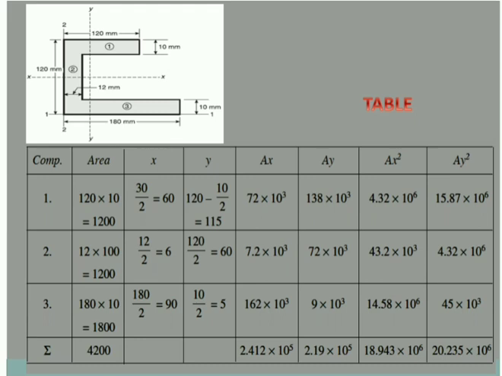Then come to the third element: the area is 180 by 10, x3 will be 180 by 2, y3 will be 10 by 2. Then next ax, ay, ax square, ay square. So we will get the first part of the table: summation area calculated, summation ax, summation ay, summation ax square, summation ay square. Remember, up to ax, ay you have already done this example. Need not worry about it.